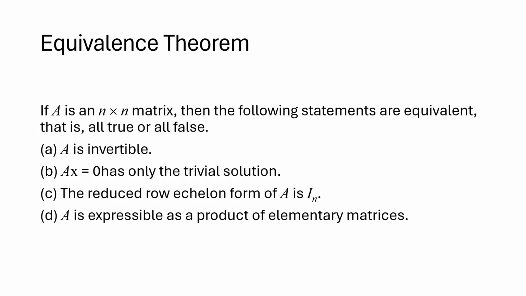So we have here equivalent statements. If matrix A is an n by n matrix, then the following statements are equivalent, that is, all true or all false. A is invertible; AX equals 0 has only the trivial solution; the reduced row echelon form of A is I sub n; and A is expressible as the product of elementary matrices.